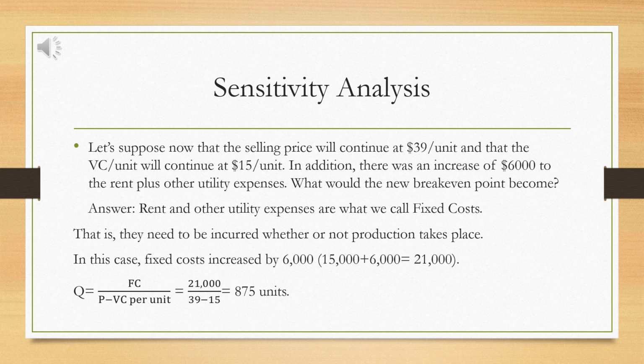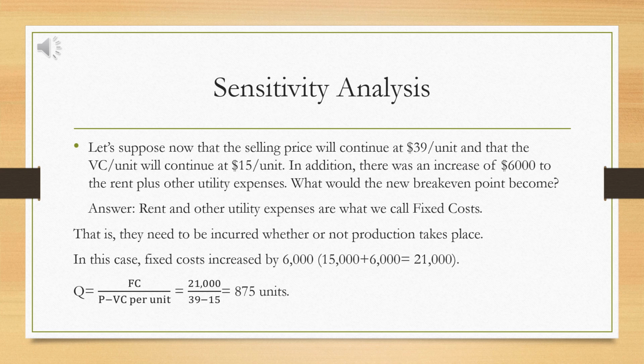Let's suppose now that the selling price will continue at $39 per unit and that the variable cost per unit will continue at $15 per unit. In addition, there was an increase of $6,000 to the rent plus other utility expenses. What would the new break-even point become?